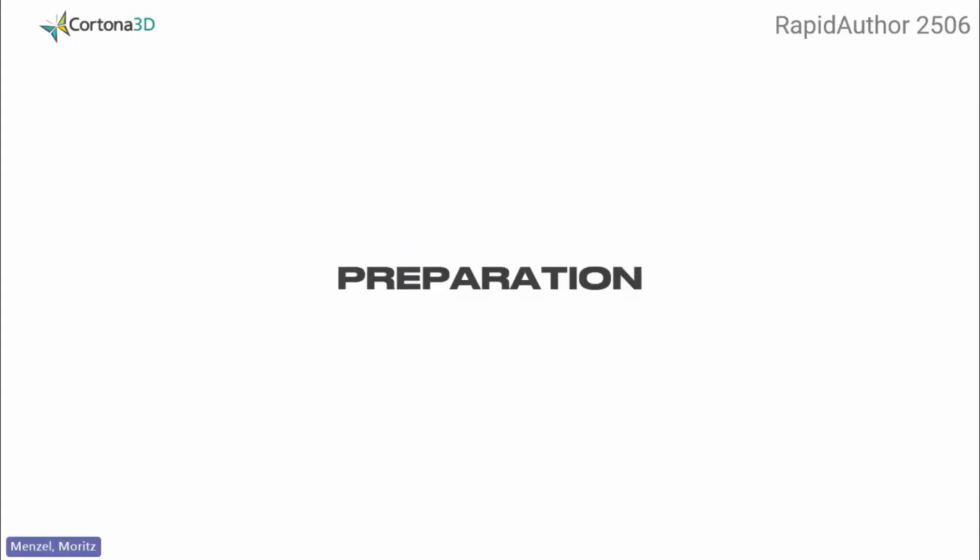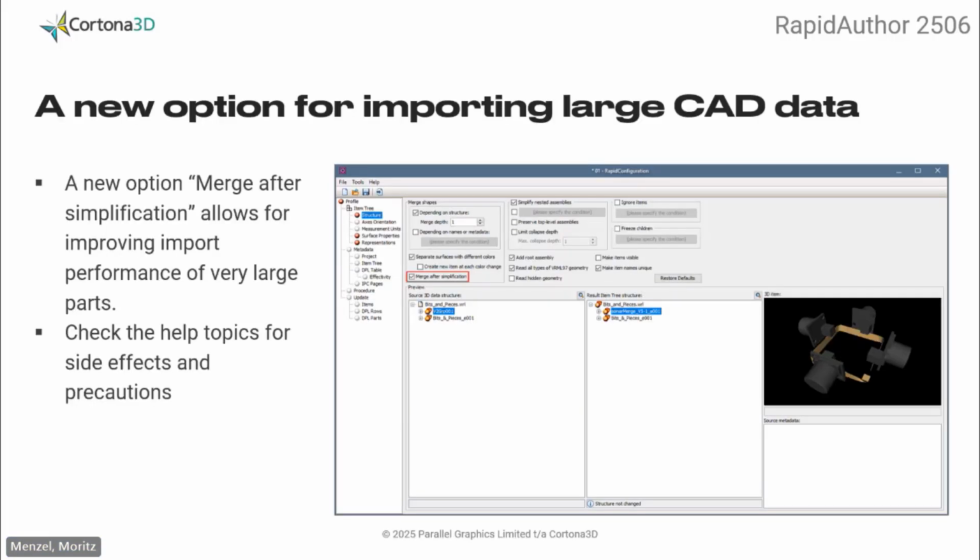Let's start with preparation, specifically with data import. Some of you have been working with extremely large parts and very large models. Especially huge parts can cause issues while importing, as optimization requires a lot of memory in this case. In this release, you can use a new option for your import profiles in RapidConfiguration. It's based on a new data optimization algorithm.